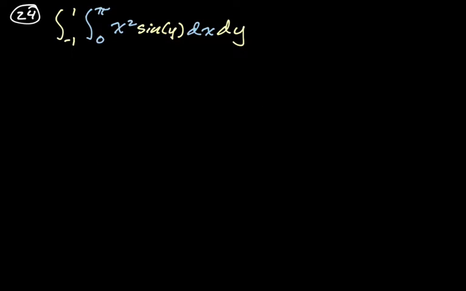We're going from -1 to 1, 0 to pi, x squared sine of y dx dy. So we've again switched the bounds, right? On the previous problem, number 23, y was going from 0 to pi and x was going from -1 to 1. On this one, x is going from 0 to pi and y is going from -1 to 1.